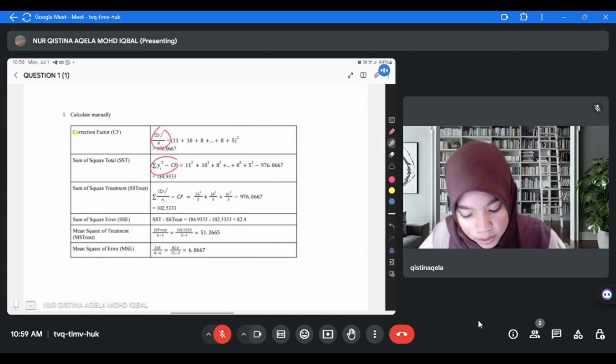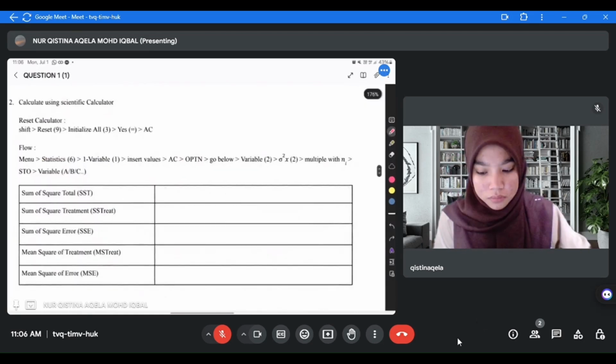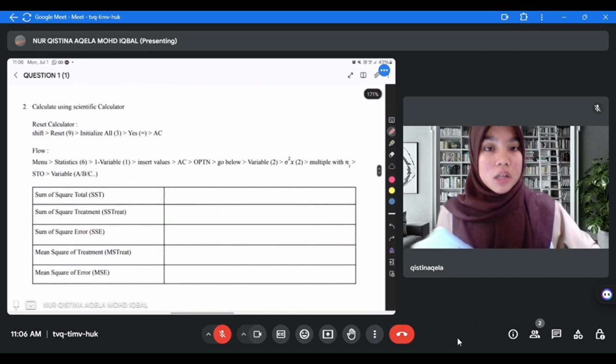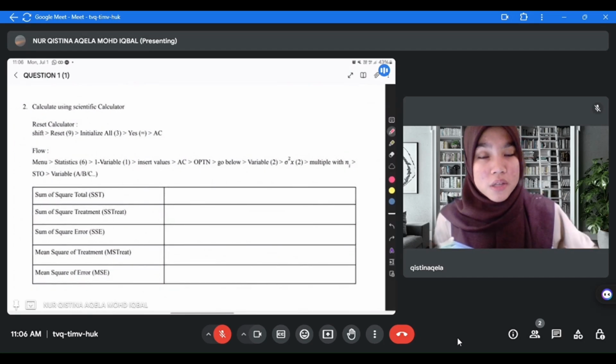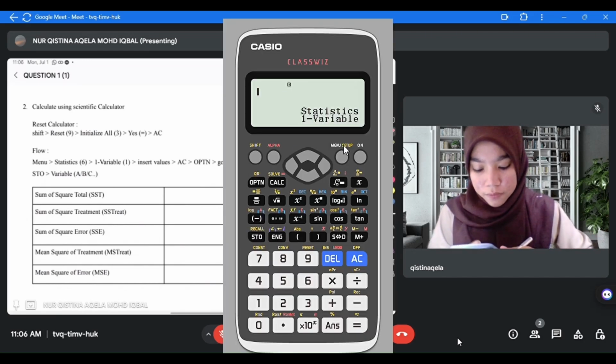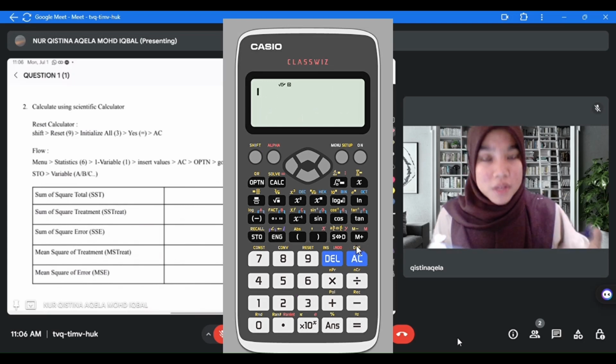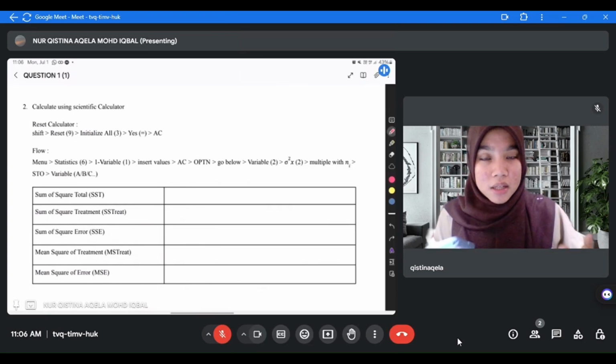The key terms were correction factor, sum of squares total, and sum of squares treatment, that have been discussed by Irzati before. If students want to calculate using a scientific calculator, first they need to reset the calculator. Go to shift and press 9 for reset, choose 3 to initialize all, press equal and AC. By using the calculator, we don't need to calculate the correction factor. Thus, we go directly to the sum of squares error.